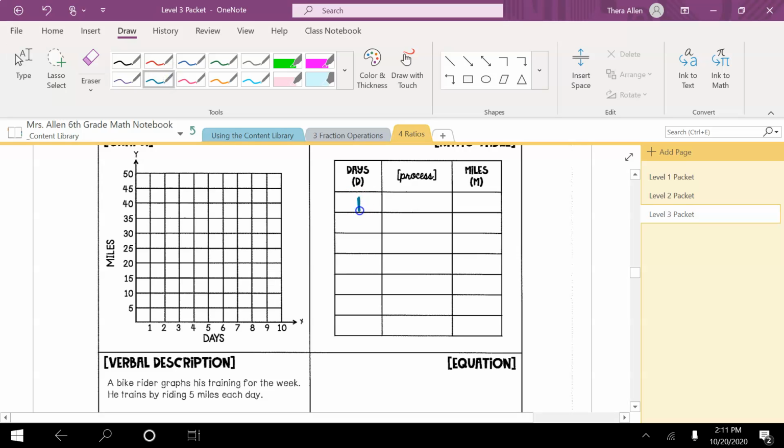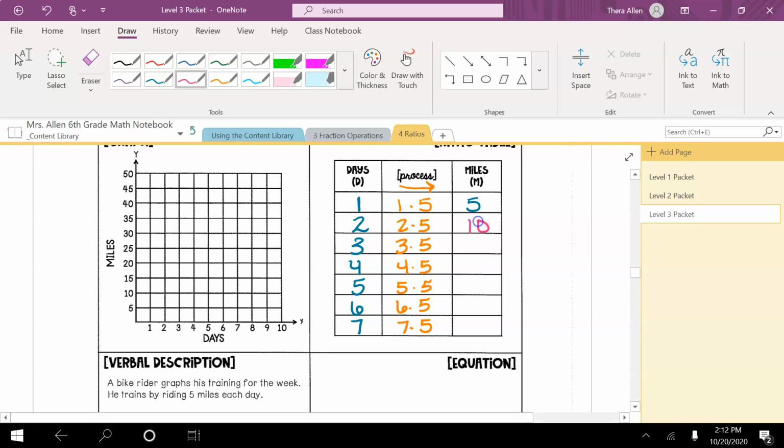Well, so that means at day one, he trained for 5 miles. And that means my process is taking the day, multiplying by 5. And then we can move on to day 2, 3, 4, 5, 6, 7. And then each one of these is the same process. We're taking the day multiplied by 5. So we're going to write that all out in our process area. And then we are going to write the actual miles.